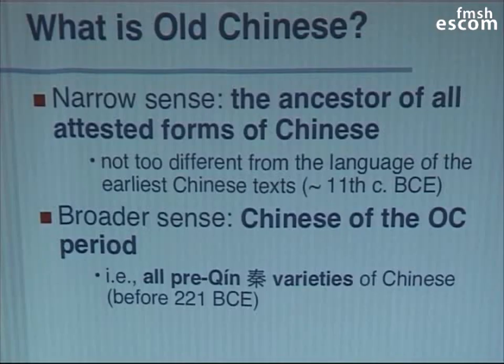Actually, in my book in 1992, I used Old Chinese in a narrow sense as the ancestor of all attested forms of Chinese. Now, you might think it would be more appropriate to call this Proto-Chinese rather than Old Chinese. It's partly a matter of just the micro-tradition of the field. In Chinese, it's called Shangguyin or Shangguhanyu.